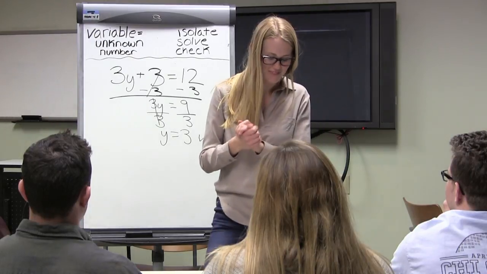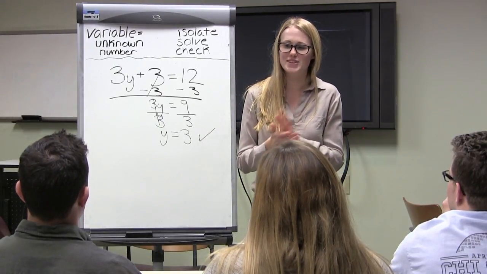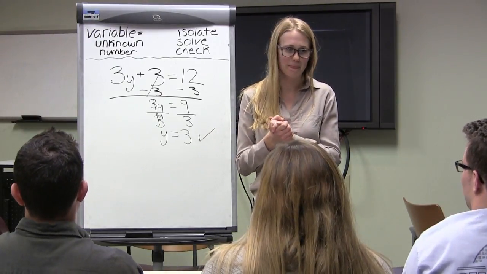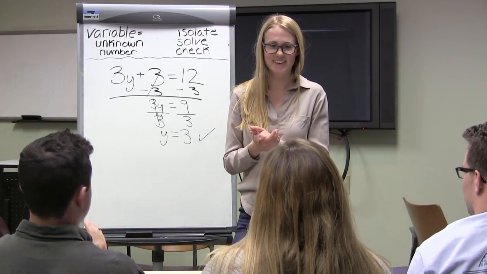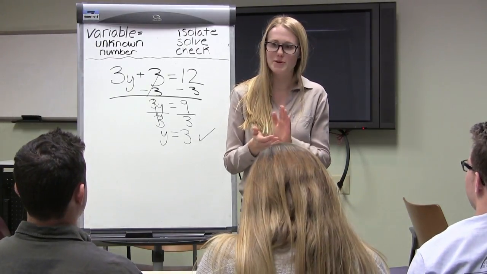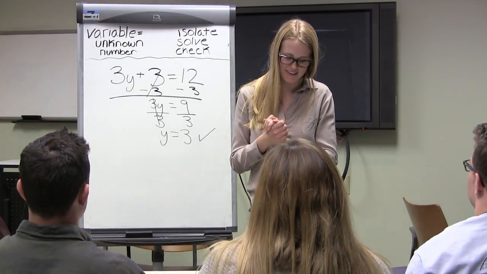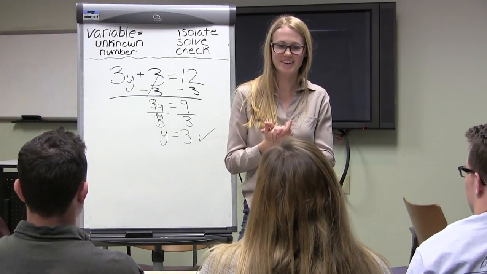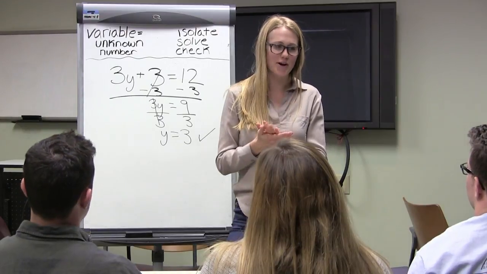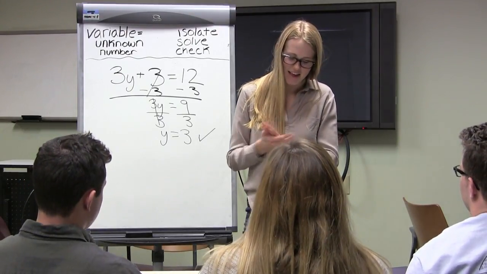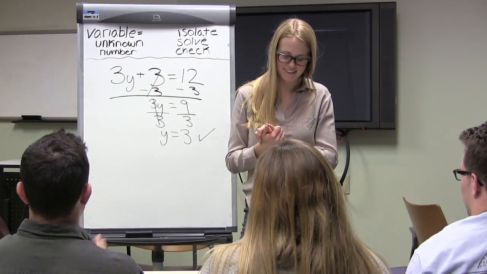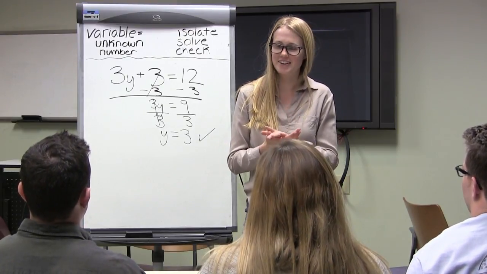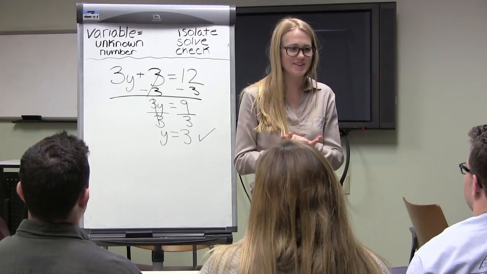Good. All right, one more time. What do we do with a two-step equation? We use a 3-step solution for two-step equations. Firstly, we isolate. Secondly, we solve. Lastly, we check by plugging it back in. Isolate, solve, check. All right, good job, everybody.